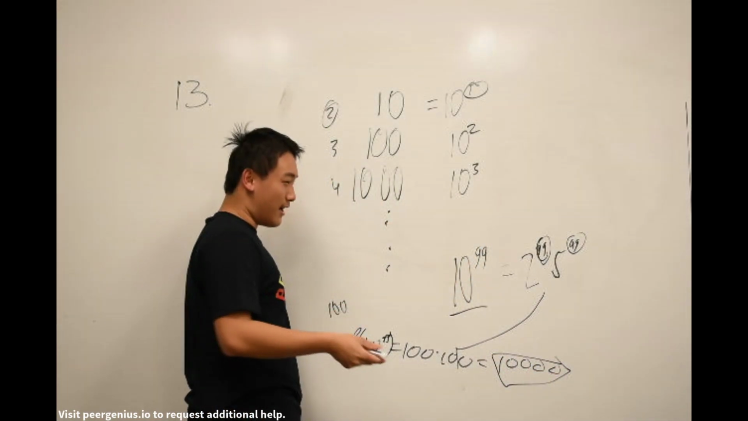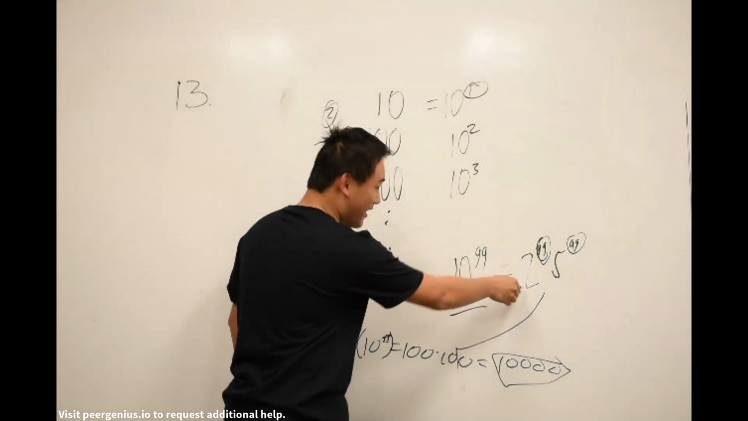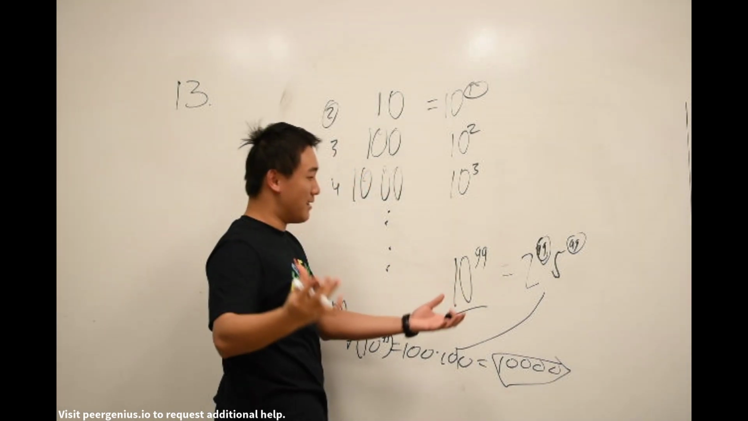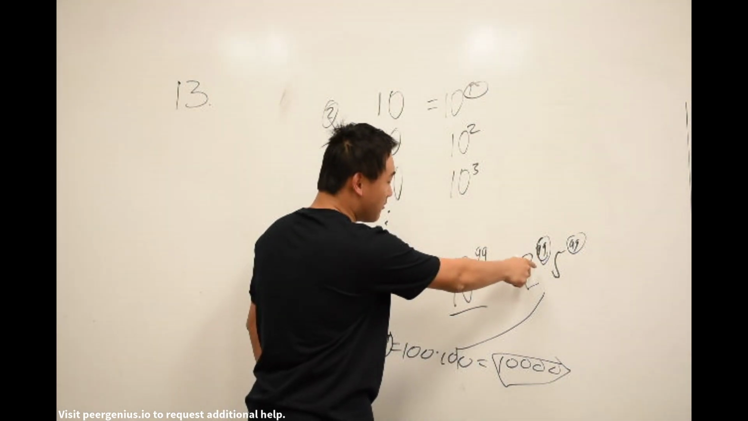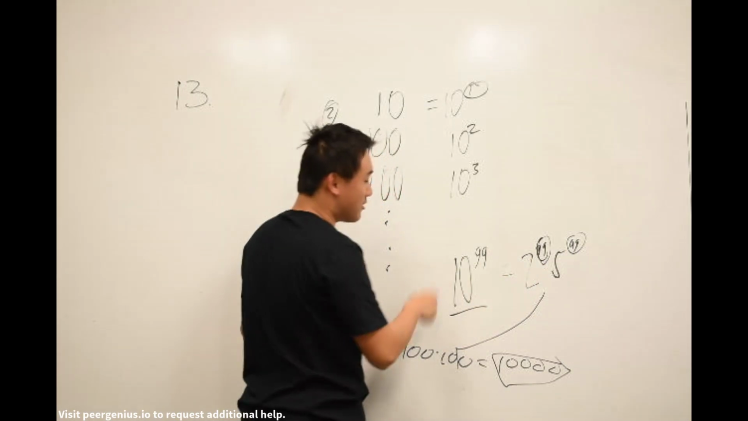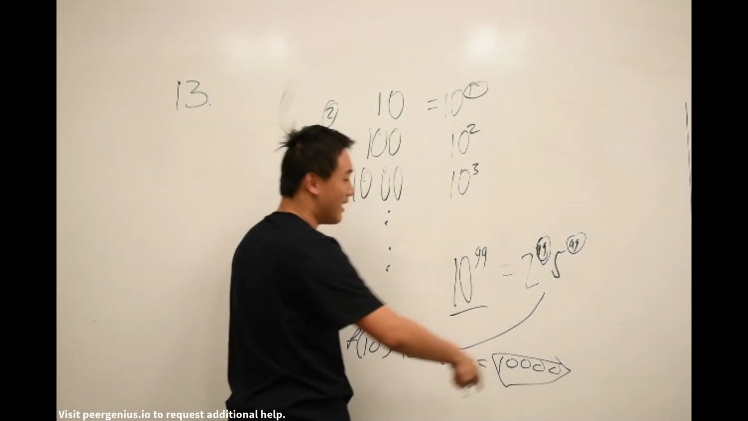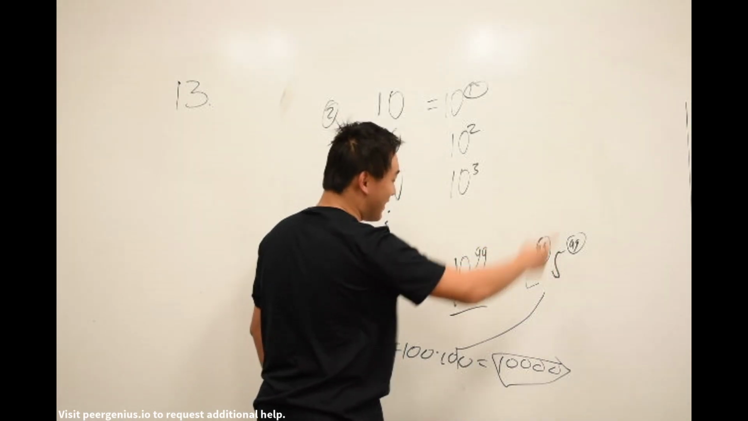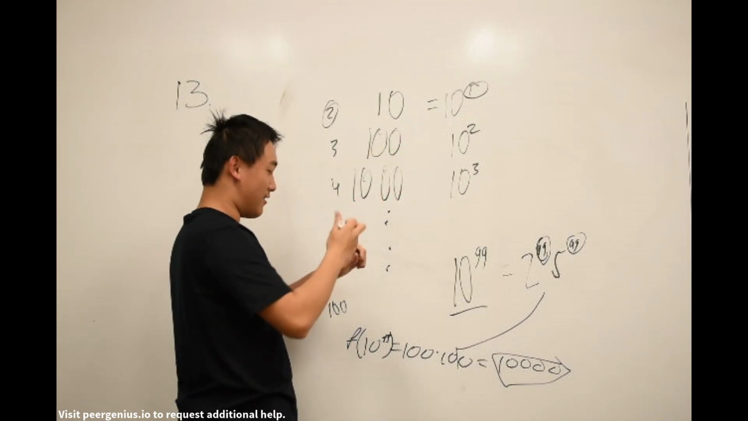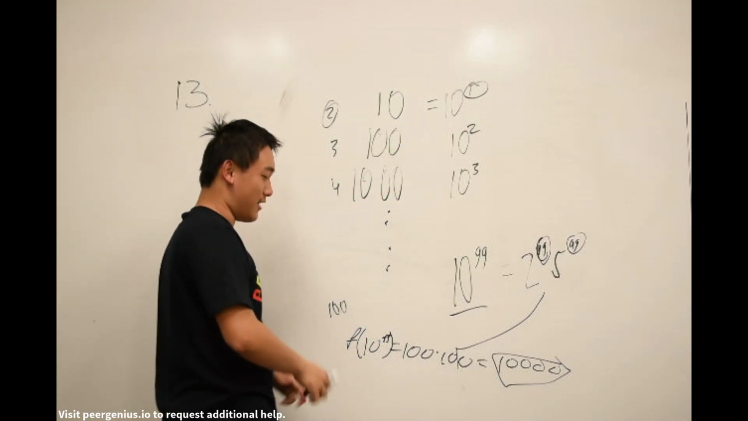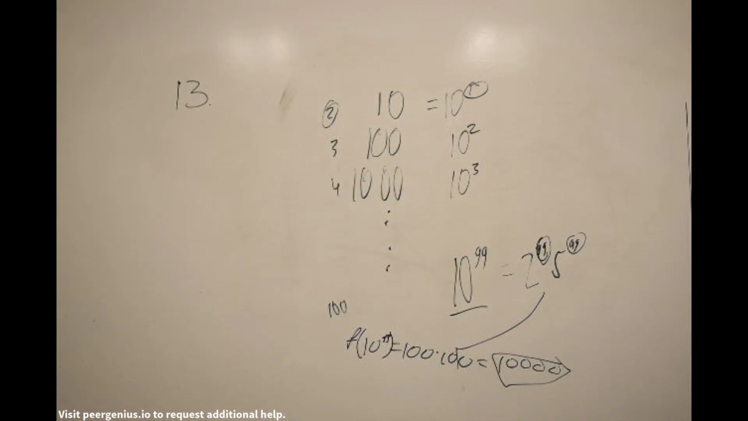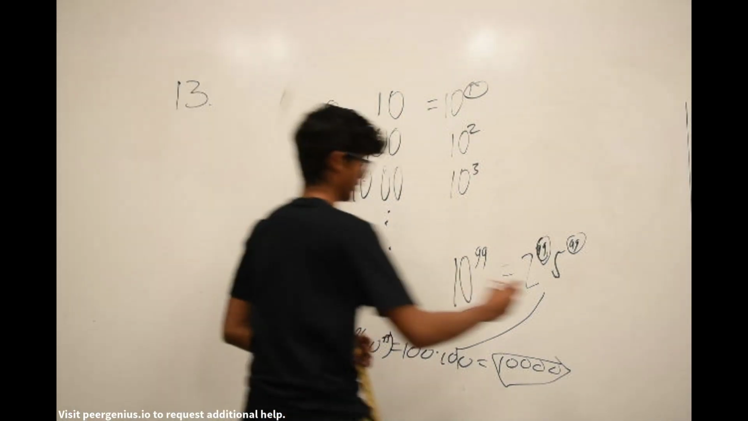I know you want to know where I'm getting this. If you want all possible factors, you can choose everything from 2 to the 0 up to 2 to the 99, and 5 to the 0 up to 5 to the 99. If you multiply those choices together, you get 10,000. So the answer choice should be letter D.